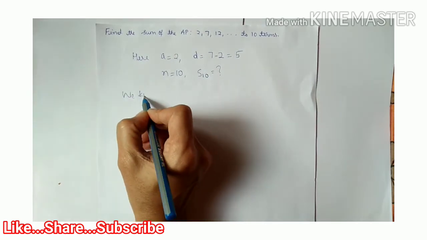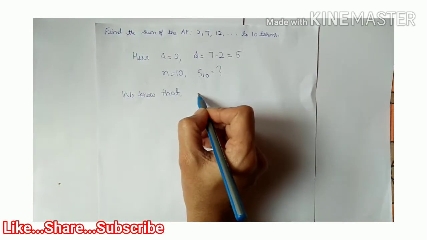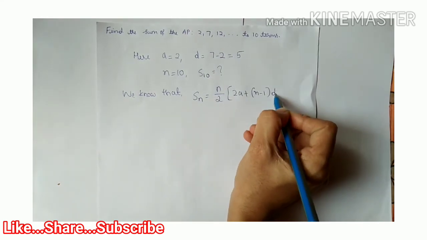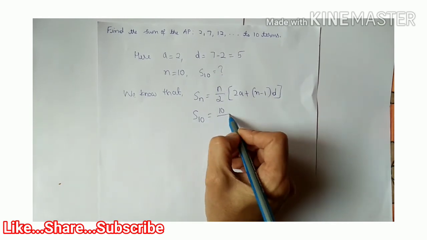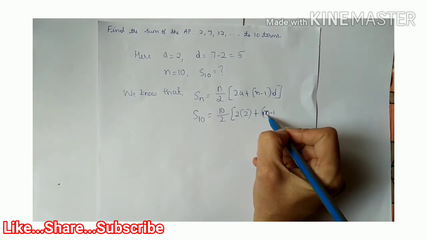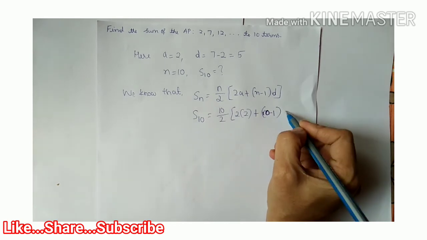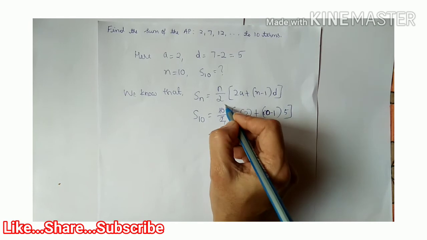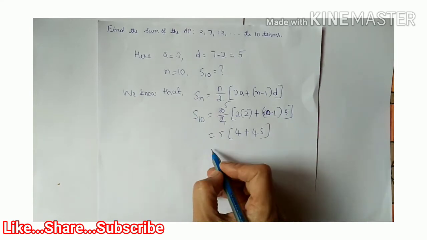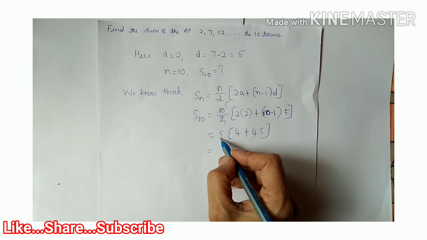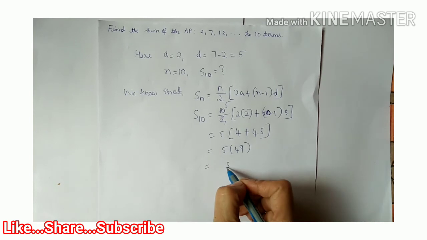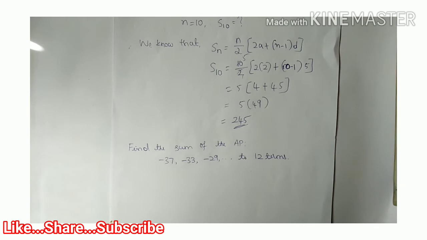We know that the sum of the first n terms is Sn = n/2 [2a + (n - 1)d]. S10 = 10/2 [2 × 2 + (10 - 1) × 5]. 2 twos are 4, 9 fives are 45. 45 + 4 is 49, 5 into 49 is 245.